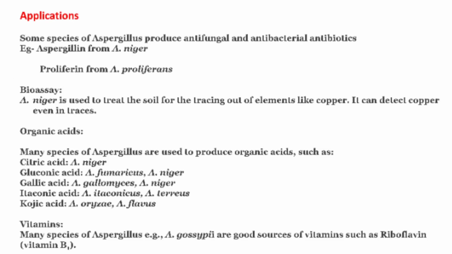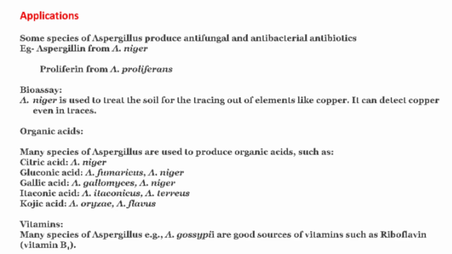Some species of Aspergillus produce antifungal and antibacterial compounds. Aspergillus niger is used to treat the soil for the tracing out of elements like copper. It can detect copper even in traces. Aspergillus niger can be used for the production of organic acids such as citric acid, gluconic acid, and gallic acid.